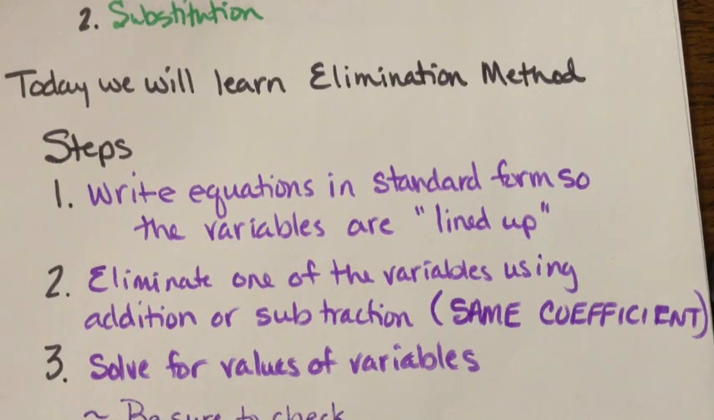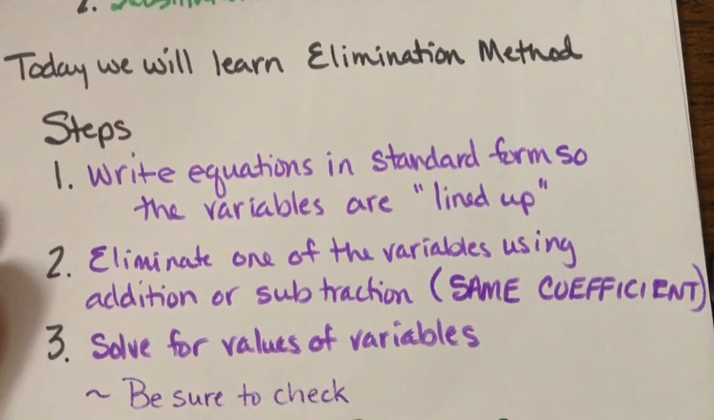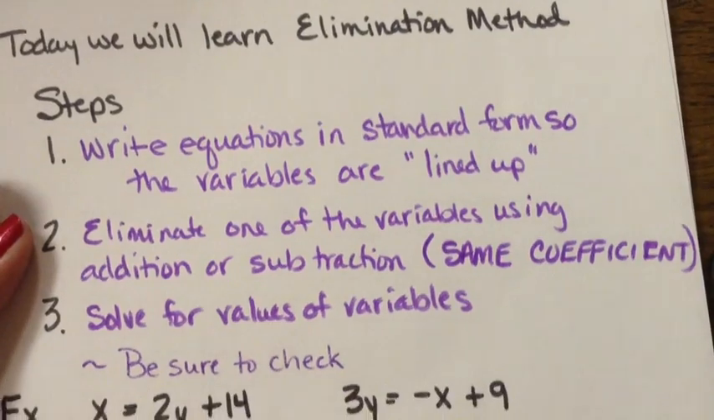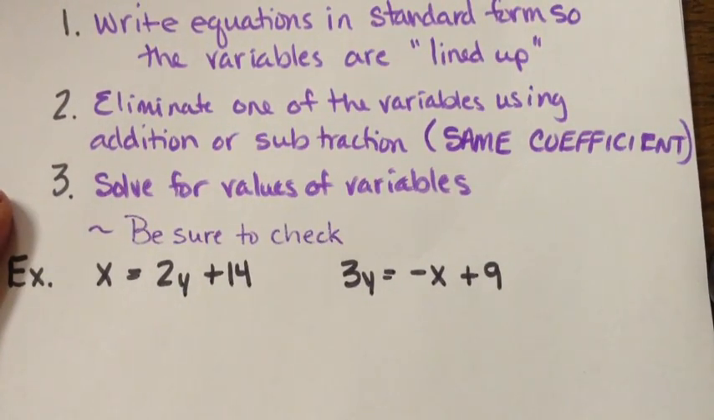The last thing that we need to do is make sure that we check our solution, and that's something that we didn't focus on because the video I had you watch on Tuesday didn't focus on that, but we're going to make sure that we do that. So let's look at our first example. My first example is x equals 2y plus 14 and 3y equals negative x plus 9.